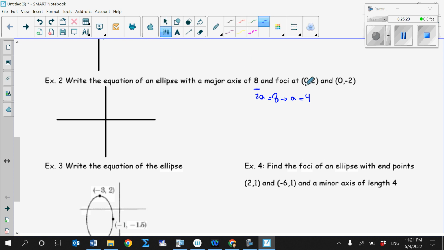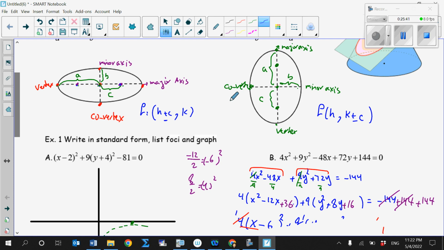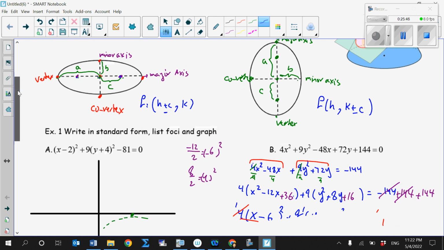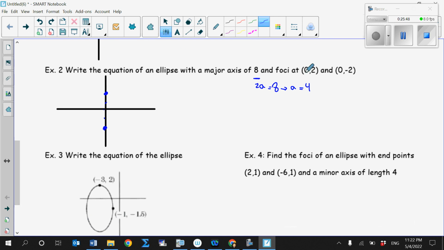Focus points are at 0 and 2, and 0 and negative 2. So these are the focus points. This is going to tell me if I have a horizontal or vertical ellipse. Of course, this is a vertical ellipse because the focus points are vertically aligned with each other and with the center. So I have a vertical ellipse.